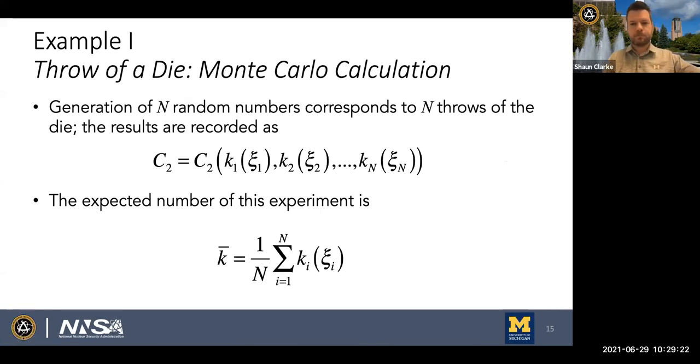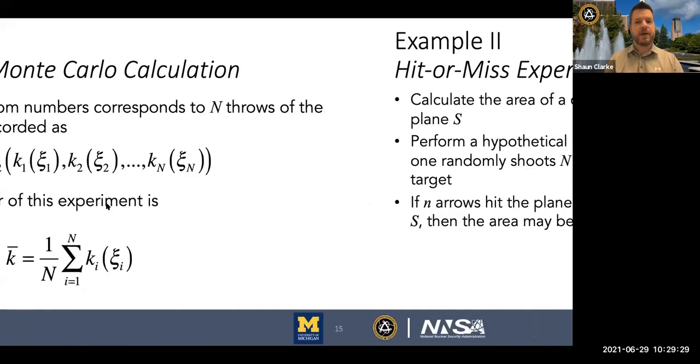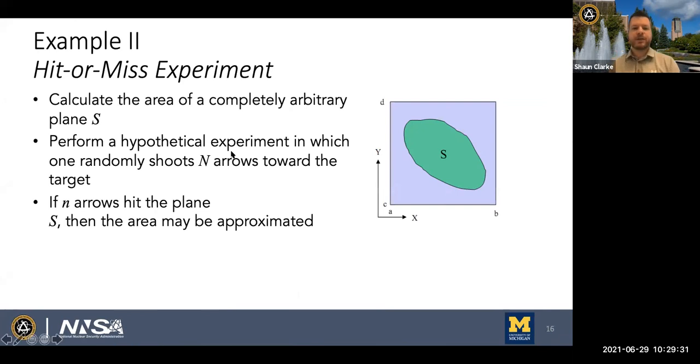Okay, great. This slide just is showing that we can compute the average in the same way, so we don't need to dwell on that. So the next example that I want to talk about is something called a hit or miss experiment or Monte Carlo integral. And the thought problem here is how to compute the area of an arbitrary and complex plane S.